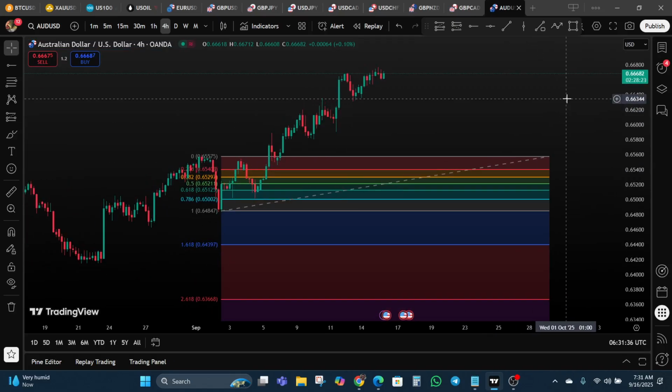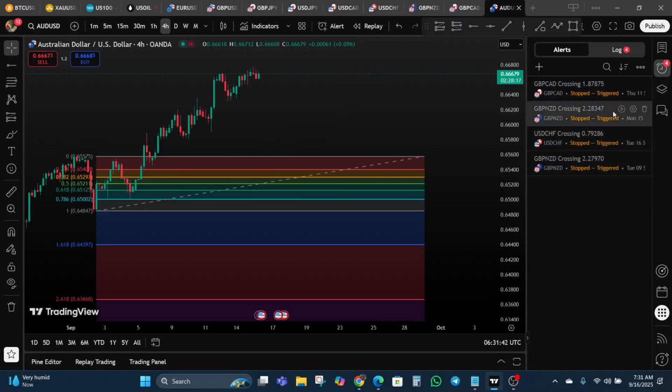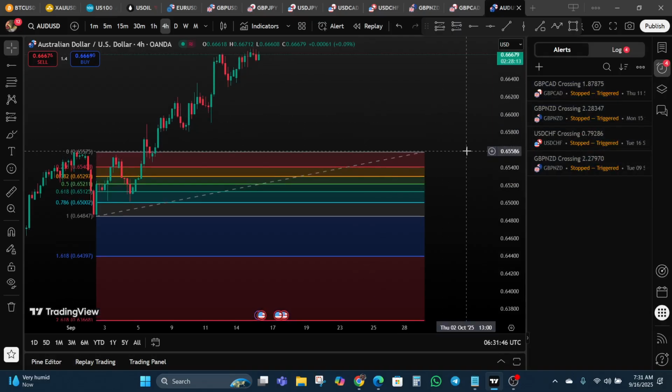Now, one of my favorite parts about TradingView is the alert system. You can see how different alerts are set up in order for me to know when price gets to a particular price level. So alerts are game changing because they allow you to step away from your screen while still staying updated on market movements.